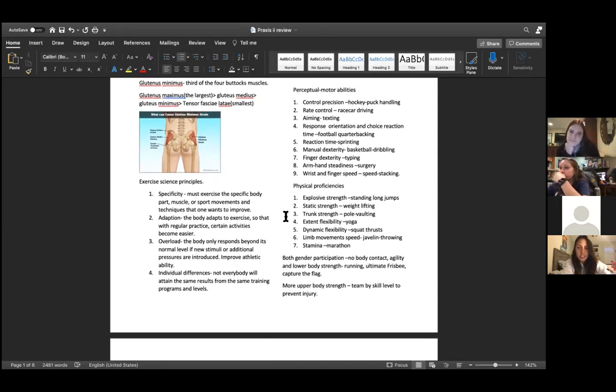Perceptual motor abilities. The first one, control precision. So hockey puck handling, rate control, which is race car driving, aiming, which is texting, response orientation and choice reaction time, which is football and quarterbacking, reaction time, which is sprinting, manual dexterity is basketball dribbling, finger dexterity is typing, arm hand steadiness is surgery, wrist and finger speed is speed stacking.